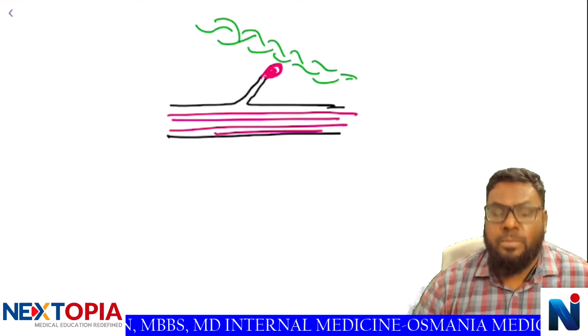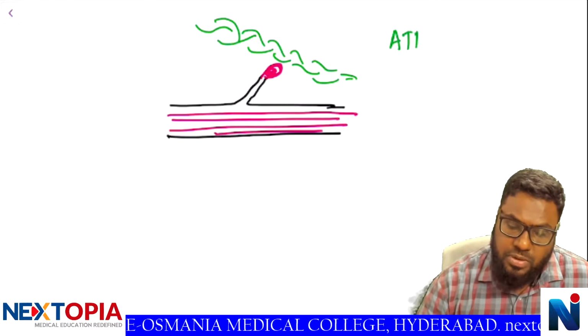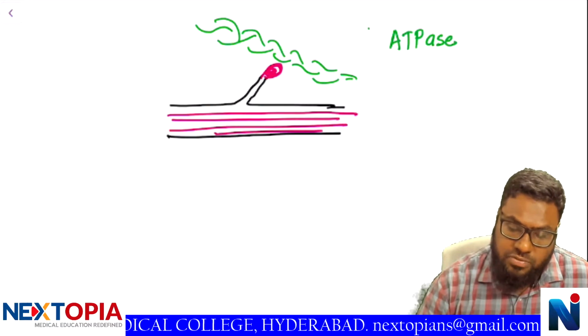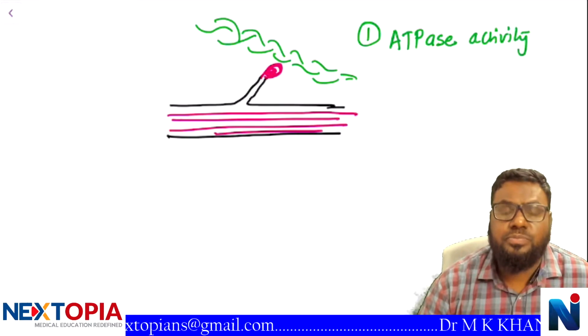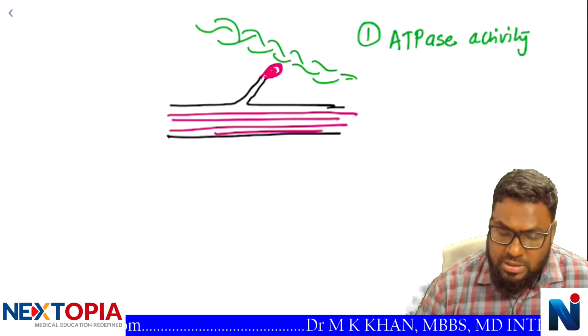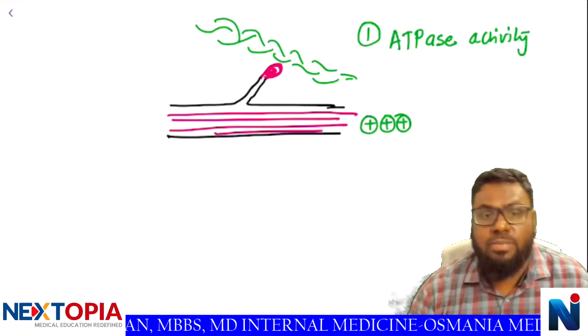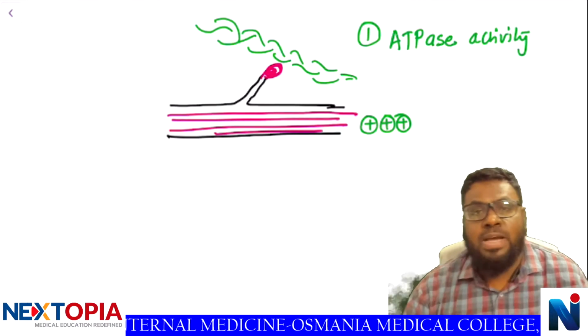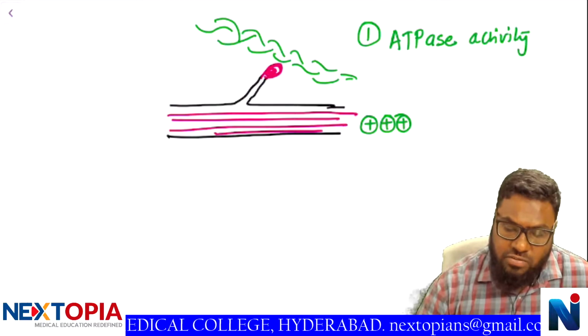All right, so what happens is, because of ATPase activity, this is the first step, ATPase activity of the myosin. This puts myosin into high energy state. So high energy state of the myosin. This puts myosin into the high energy state, and this results in high affinity of myosin to the actin.